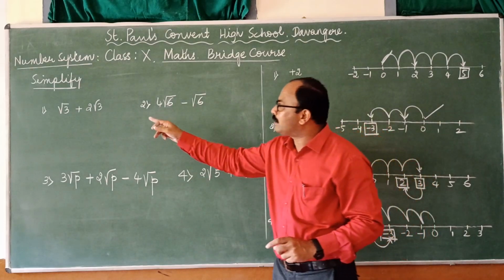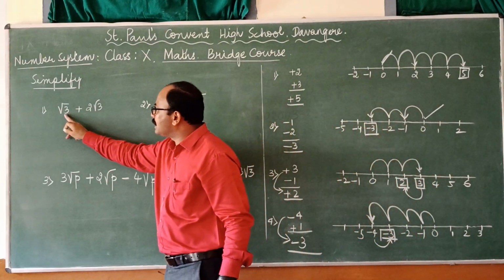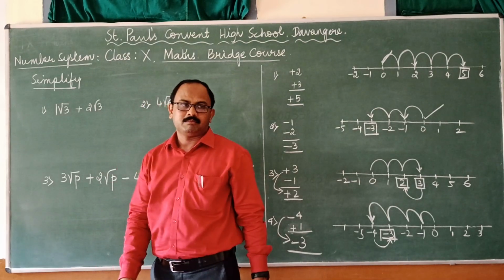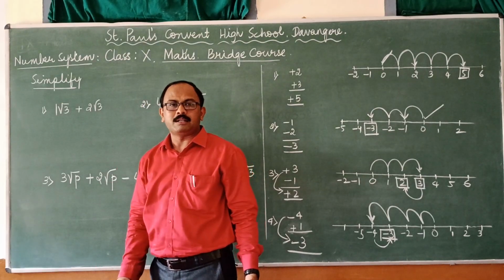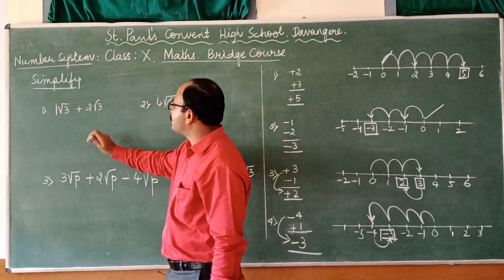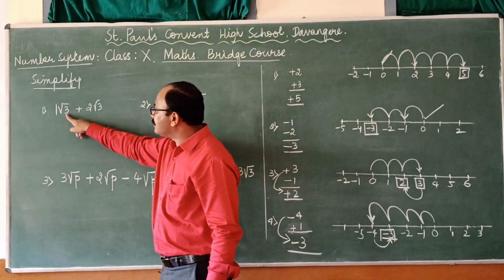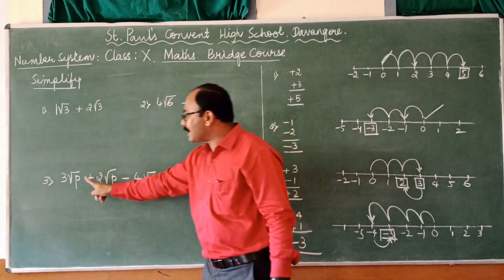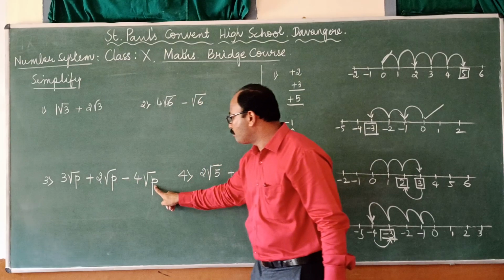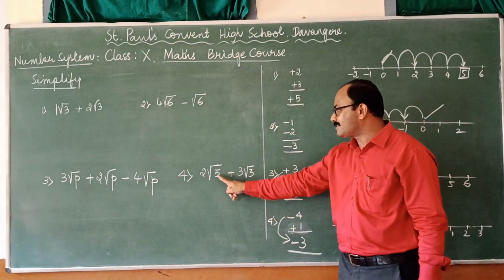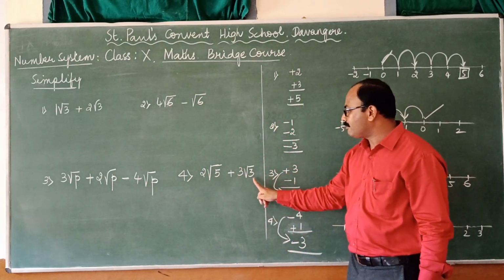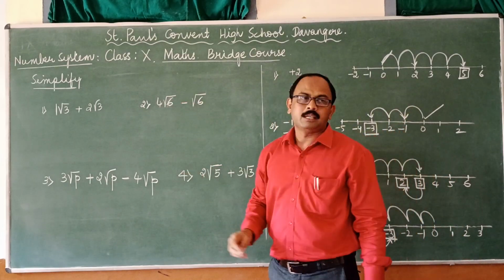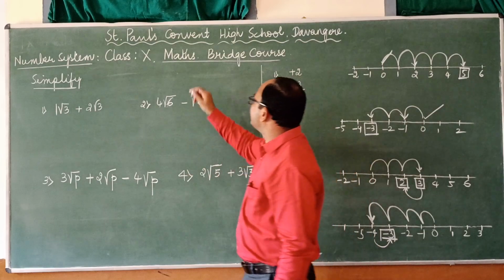Look into sum 1. This is root 3. Its coefficient is, children, 1. Okay, even if it is not written, understood that we have 1 as coefficient, 2. The radicand is 3 and 3. Radicands are 6 and 6. Here the radicands, one is 5, one is 3. Therefore, 1, 2, 3, we call them like terms.